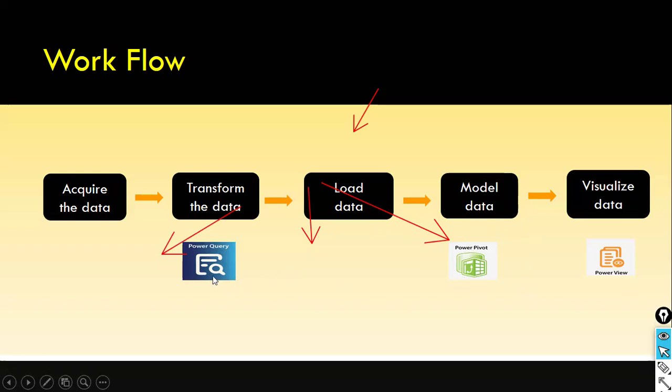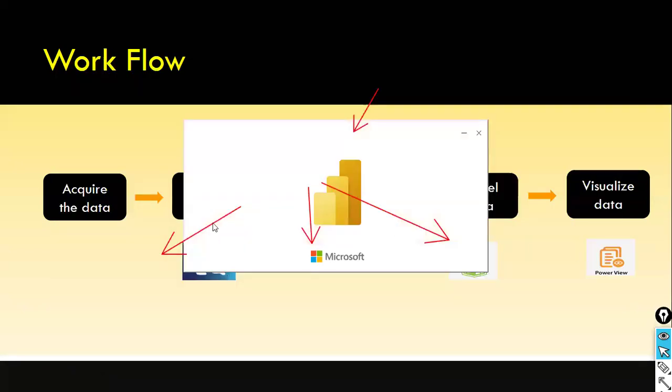So once you get the data, you do the data cleaning and everything using the Power Query Editor. Once you are done with the data cleaning, you model the data using the Power Pivot tool. This is also available as part of Power BI Desktop itself. Only when you do all these three things are you good to go to create the reports.